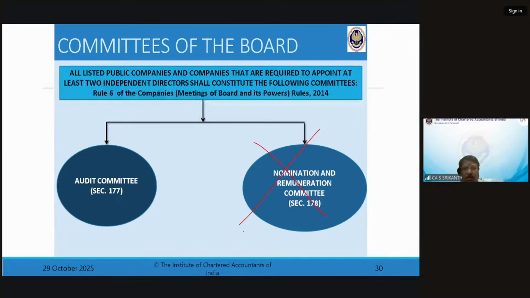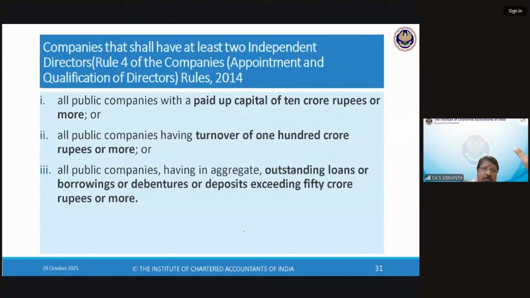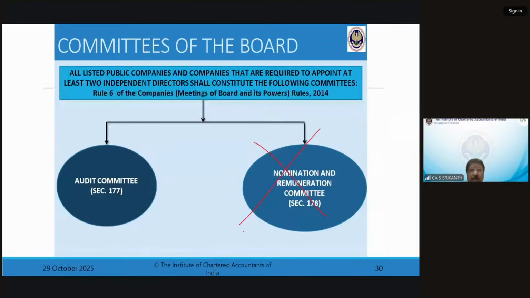Listed public companies, definite. Other than listed, all public companies with a paid-up capital of 10 crore rupees or more. So listed companies, whether more than or less than, should have independent directors. Other than listed companies, public companies with paid-up capital of 10 crore or more should have 2 independent directors. All public companies having turnover of 100 crore or more, only public, 2 independent directors. All public companies having in aggregate outstanding loans or borrowings or debentures or deposits exceeding 50 crore rupees or more, right? So these 3 categories should have at least 2 independent directors. Such companies, and of course listed public companies, should constitute an audit committee. See, so many committees are there.